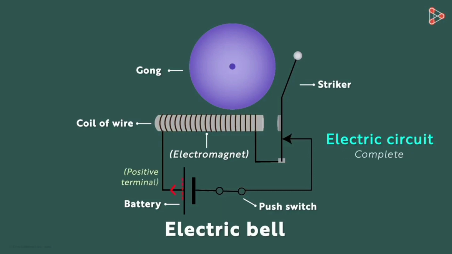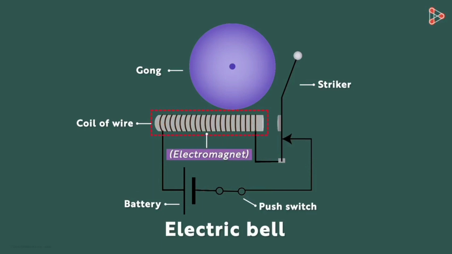When we push the switch, the circuit gets completed and the current flows from the positive to the negative terminal. When the current flows through the coil, it becomes an electromagnet. This electromagnet then attracts the soft iron towards it. And in the process, the hammer or striker strikes the gong and thus sound is produced.